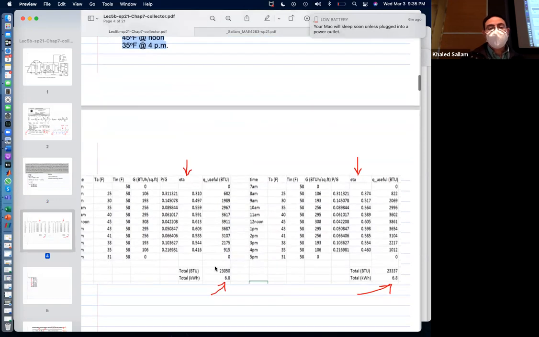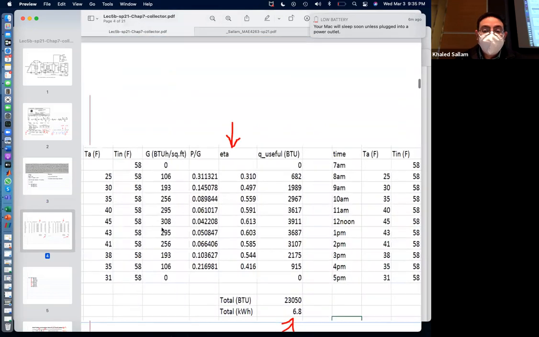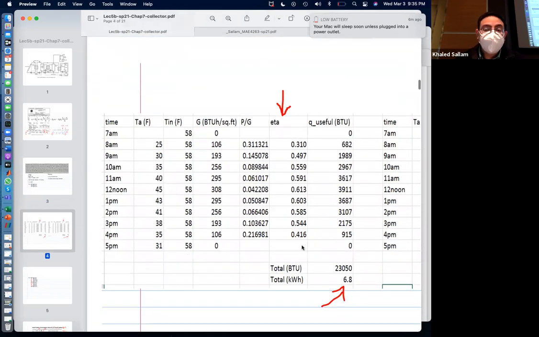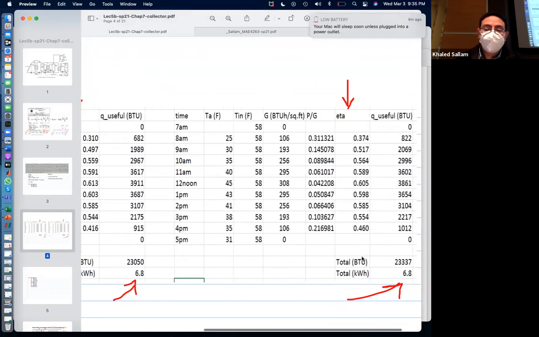Okay, so this is actually my solution using two different methods, two different equations, the linear eta and the second order eta.